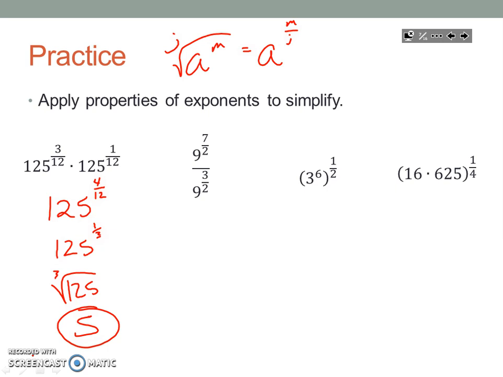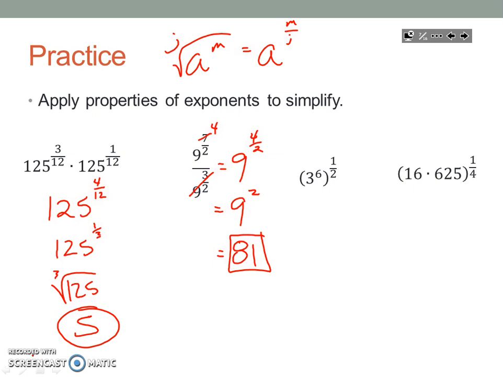Okay, next, if I have them in fractions, again, I have the same base. We can cancel. I've got 3 halves on the bottom. I could cancel those 3 halves. I just have to take away 3 halves from up top here. So if I take away 3 halves from that, I'm going to be left with 4 halves. So I'm left with 9 to the 4 halves. Well, what is 4 halves? That's just going to give me 2. 4 divided by 2 is 2. And 9 squared is 81.